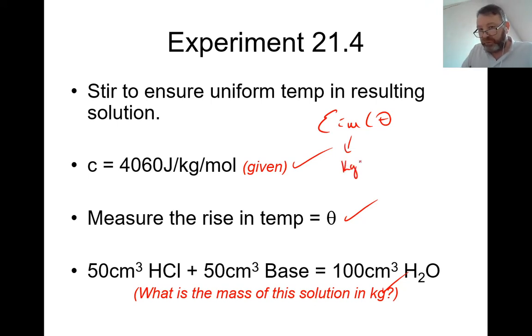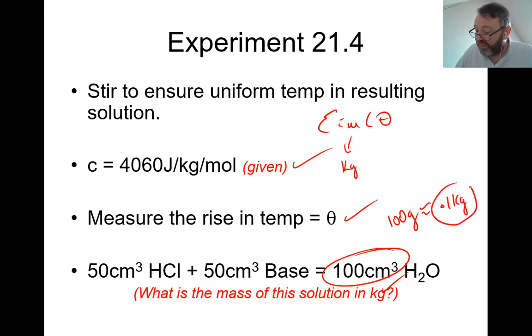And look at the questions that just came in there in red at the bottom. What is the mass of this solution in kilograms? I hope you can remember what the density of water is. The density of water is 1 gram per centimeter cubed, meaning every centimeter cubed has a mass of a gram. So if I have 100 centimeters cubed, that is going to have a mass of 100 grams, which in kilograms is 0.1 kg. And that is what's going to go in there for M.